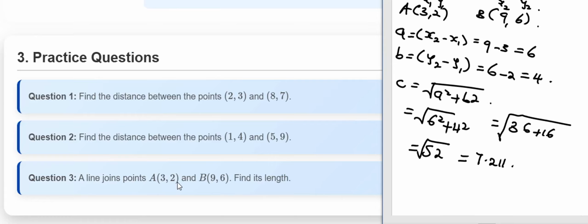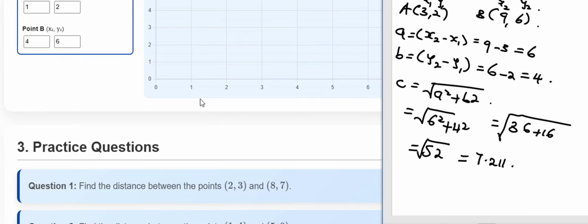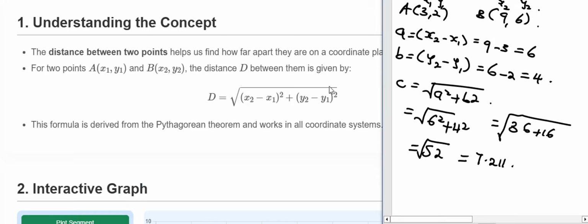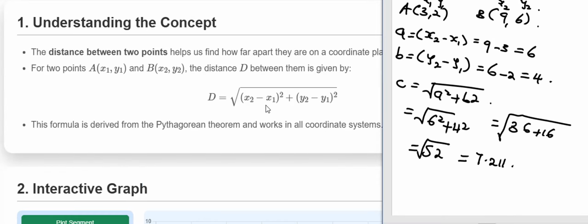But that's the logic of the distance between 2 points. If you don't want to use A and B or C, you can apply this formula, but generally x2 minus x1 you can just call A, and y2 minus y1 you can just call B. Then you use the normal Pythagoras theorem logic to solve the distance between two points.